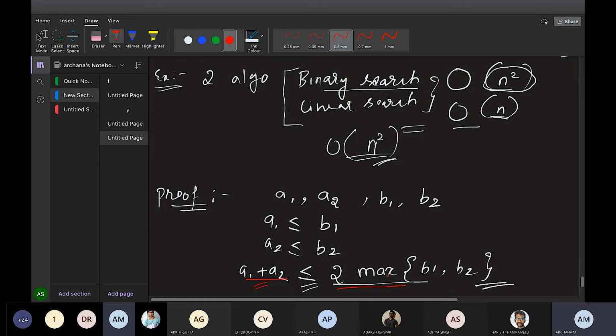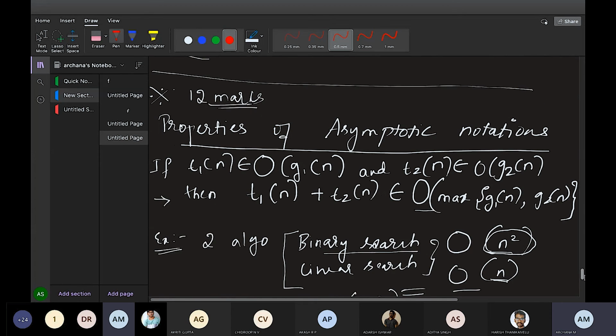So it can be anything, the maximum of B1 and B2. Whichever is the maximum of B1 and B2, you can take, and it should be 2 times. Okay, because this should always be smaller than the right-hand side, right? So this is a general term to prove this property.